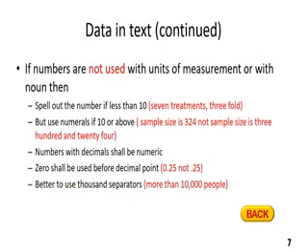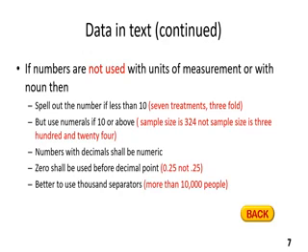Data in text continued. If the numbers are not used with units of measurement, or with a noun, then spell out the number if less than 10. That means seven treatments, three fold, like this. These are not to be expressed in numericals. But if the number is 10 or 15, 30, that means if it is 10 or above, then it should be written in terms of numericals. Use numerals if the number is 10 or above.